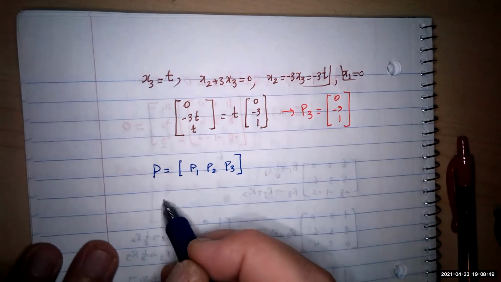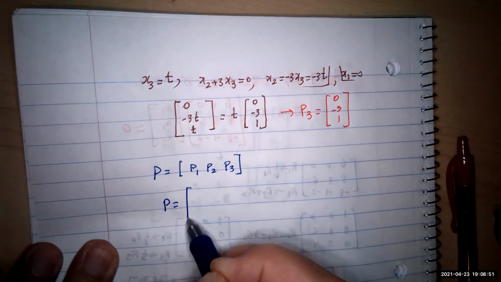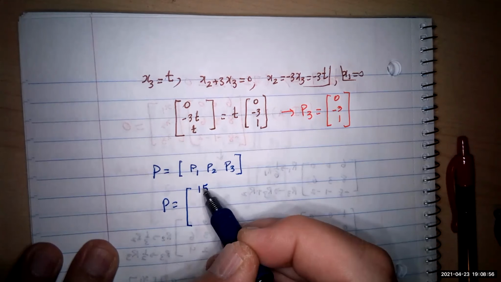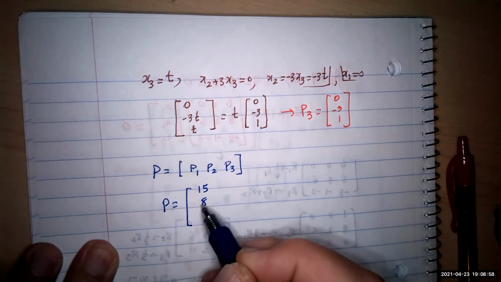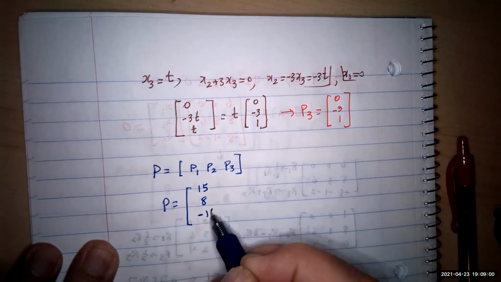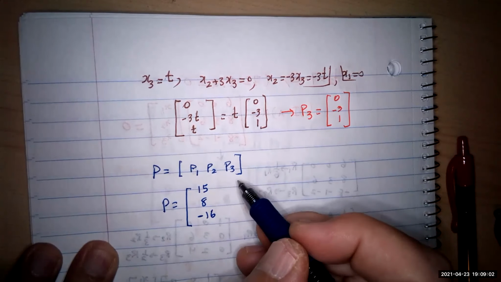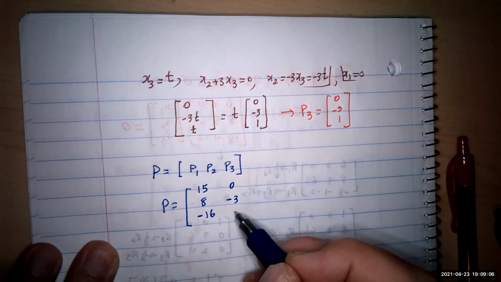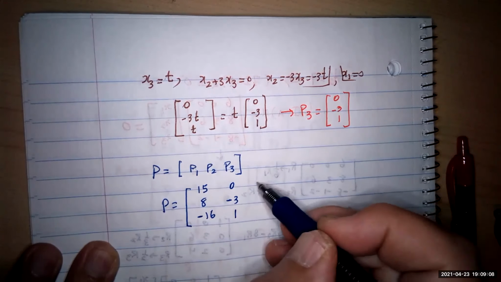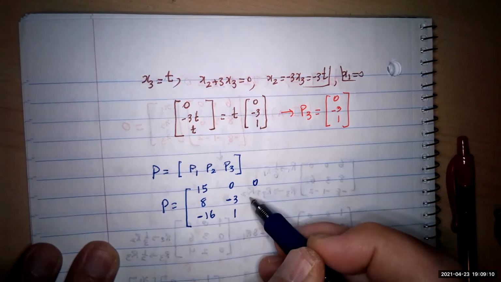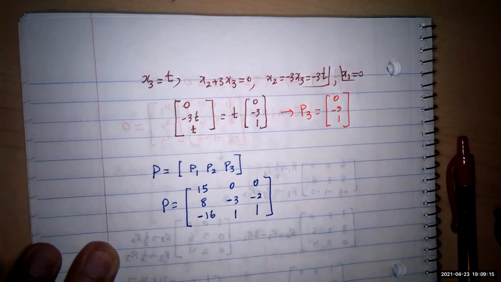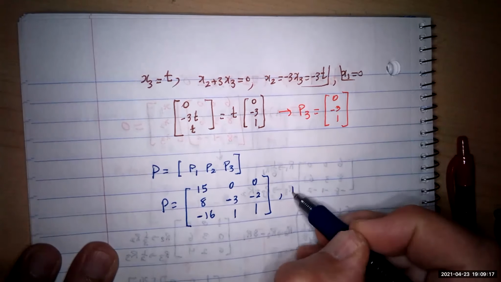So the matrix P is equal to, P1 was 15, 8, negative 16. P2 was 0, negative 3, and 1. P3 is 0, negative 2, and 1. This is P. What is the diagonal matrix?